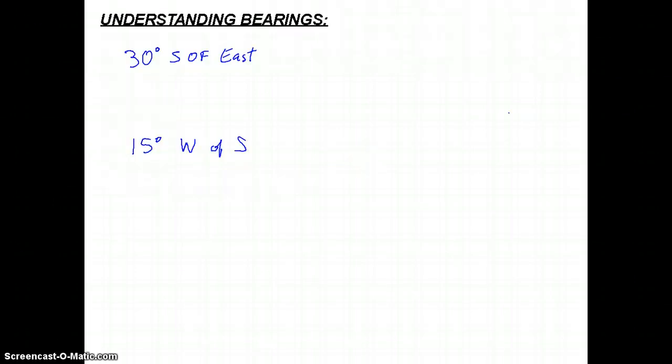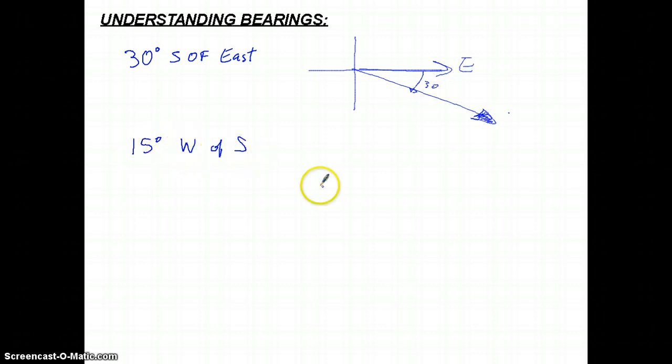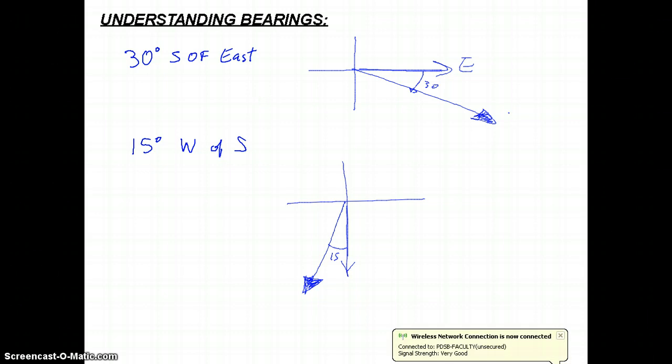Some of the questions on the homework are going to be like this. What is 30 south of east? How do you draw that? 30 south of east. Okay, here's east, and 30 south would be this direction. So what would be 15 west of south? Okay, well, there's south, and 15 west, west is on this side, so it's going to be 15 degrees going in this direction. And you're going to encounter this kind of bearings on one of the homework questions.